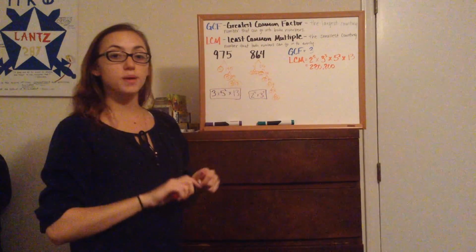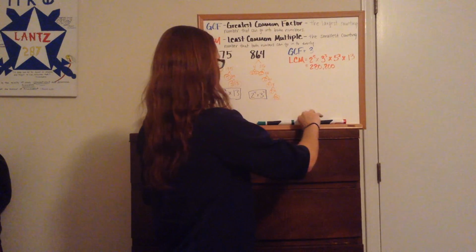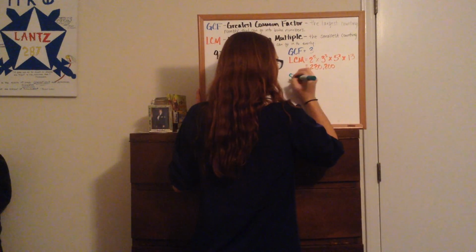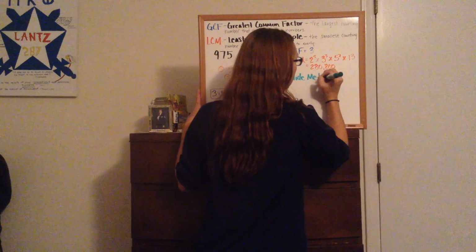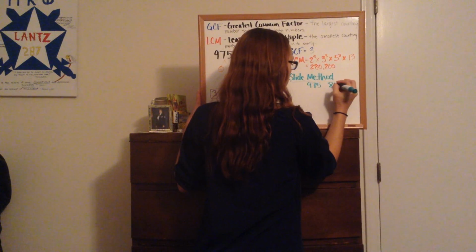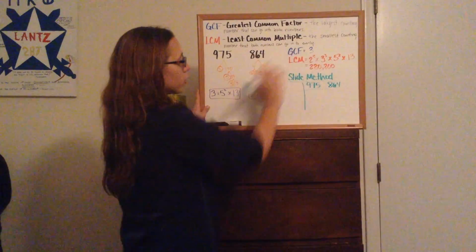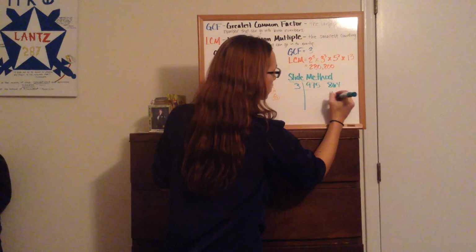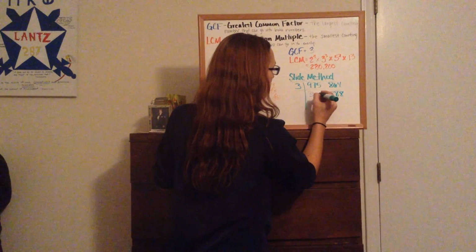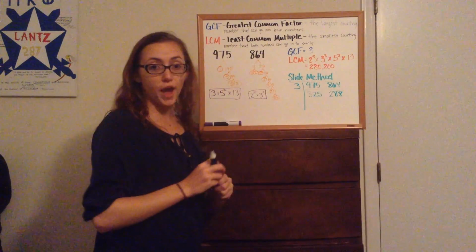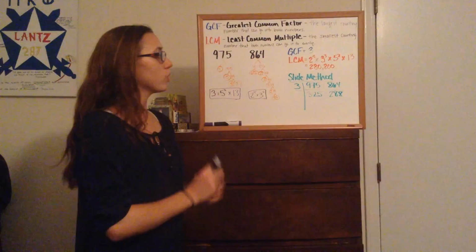And now that we have found our greatest common factor and our least common multiple, we need to check and make sure that we have done this correctly. We'll do that by using the slide method. So first we will write both of our numbers, 975 and 864. What is a common factor that will go into both? We know that our greatest common factor is 3, so we know a 3 will go into both. So 3, and we get, for 864, it's 288, and 325 for 975. And there are no more common factors between 325 and 288. Therefore, we know we are finished.